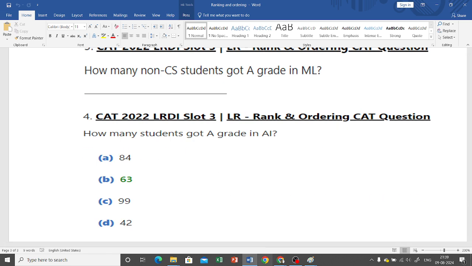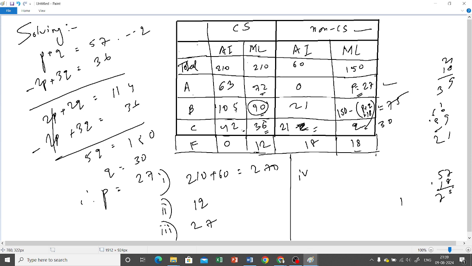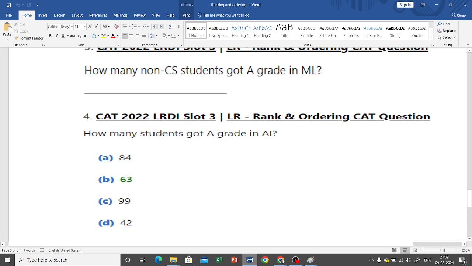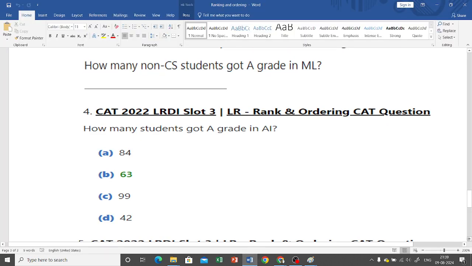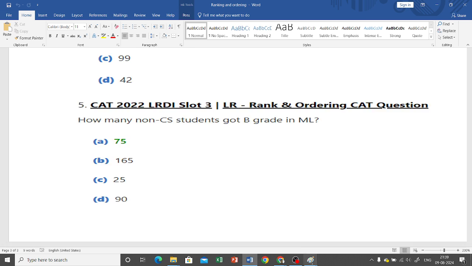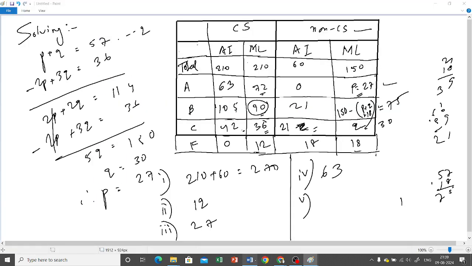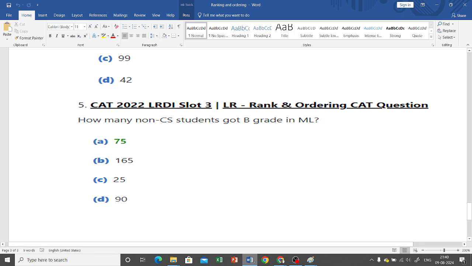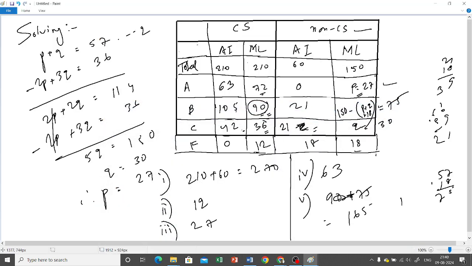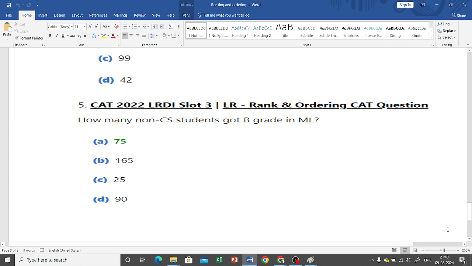How many students got A grade in AI? A here, A grade 63 plus 0, that is 63. Okay? How many non-CS students got B grade in ML? B grade in ML 90 plus 75, right? 165. Non-CS, I have to say. How many non-CS? Oh, okay, that is only 75, and that's it.